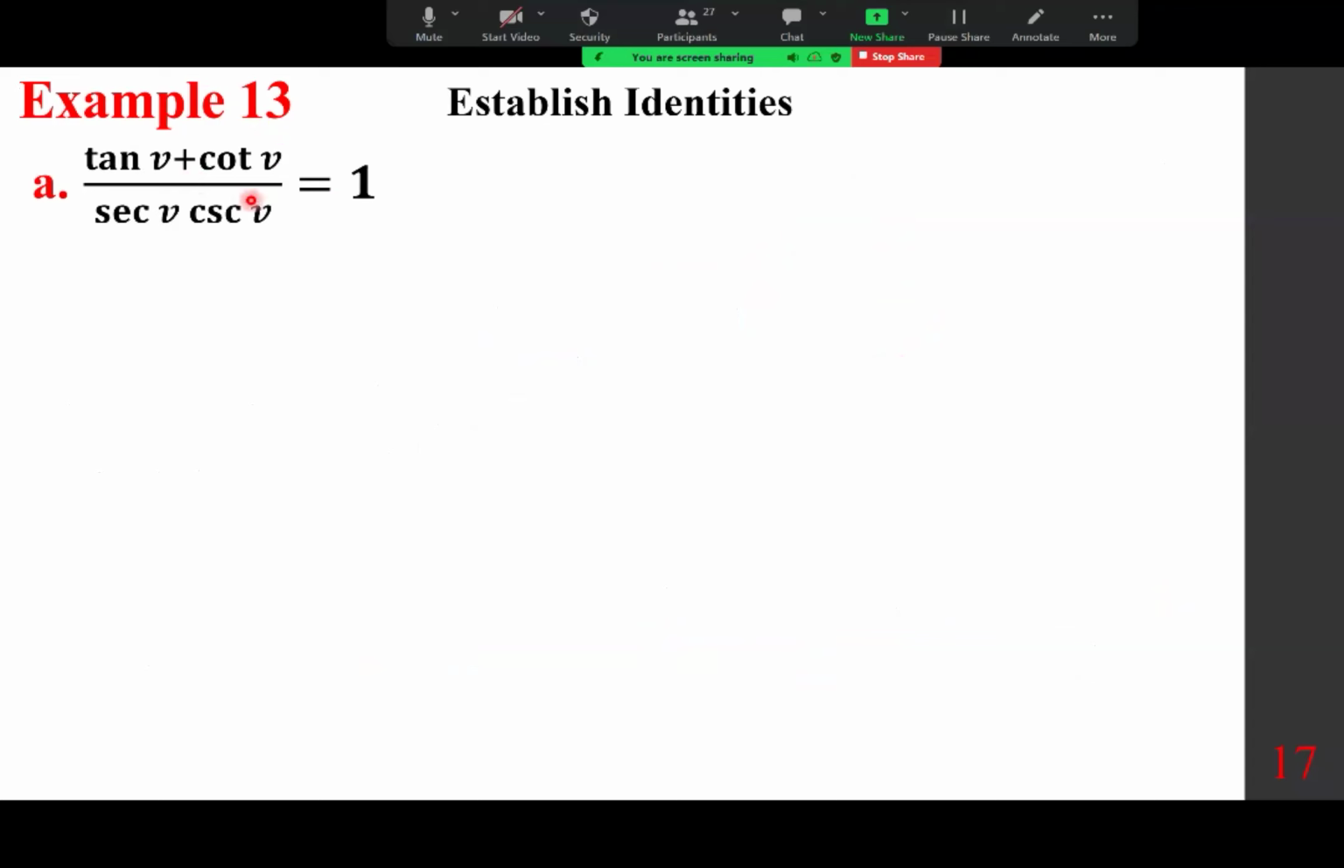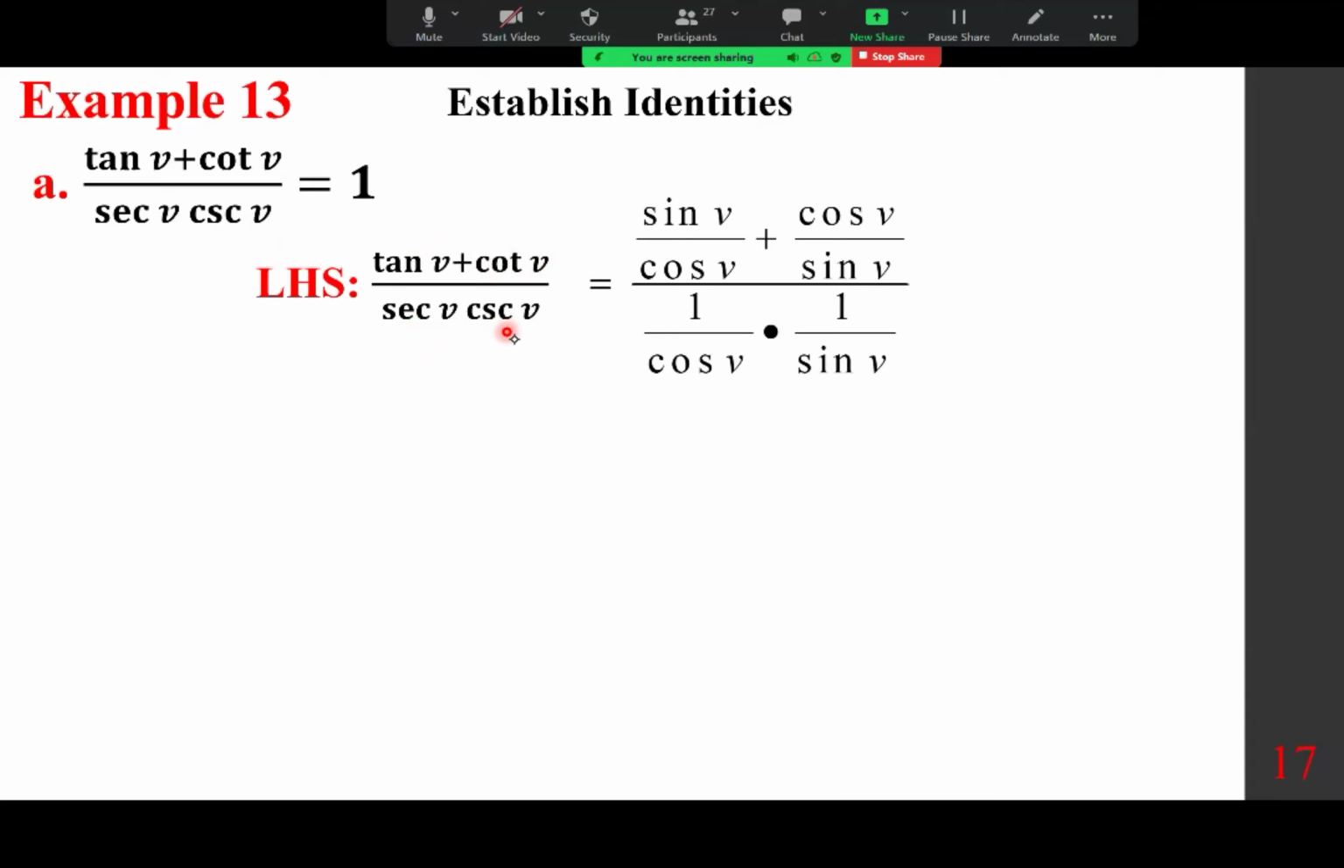Tan V plus cotangent V over secant V cosecant V equals 1. To prove that, we start with the more complicated side, obviously the left-hand side, and we write everything in terms of sine and cosine. So tangent is sine over cosine, cotangent is cosine over sine, secant is 1 over cosine, and cosecant is 1 over sine. So change everything accordingly.